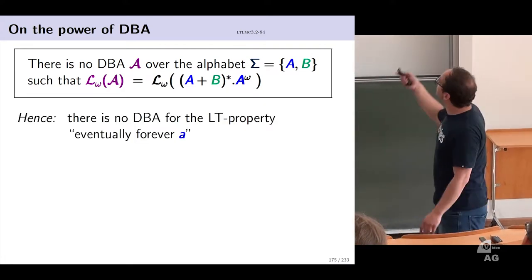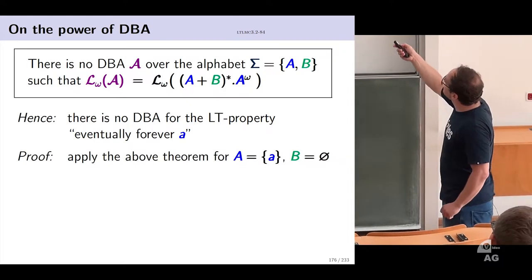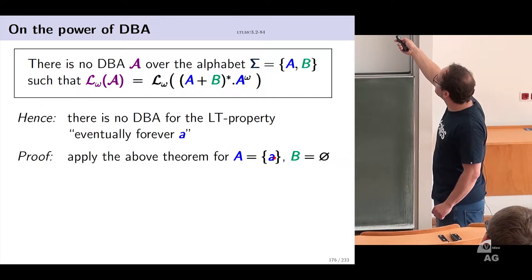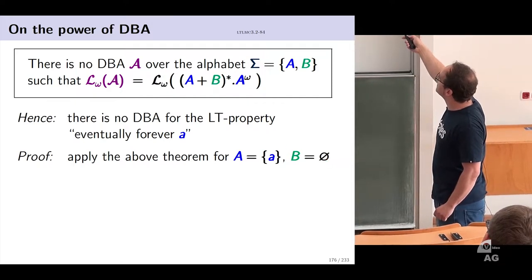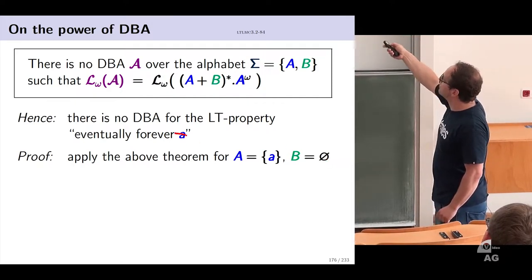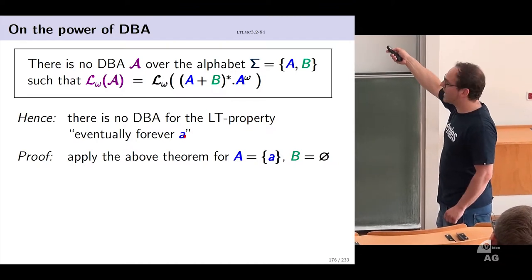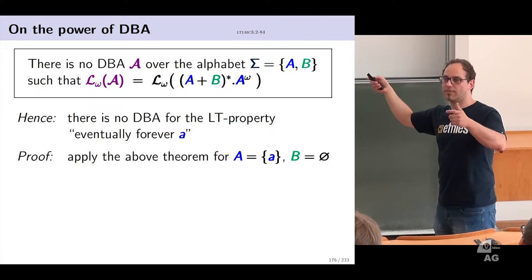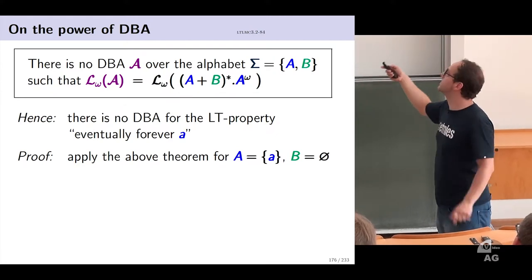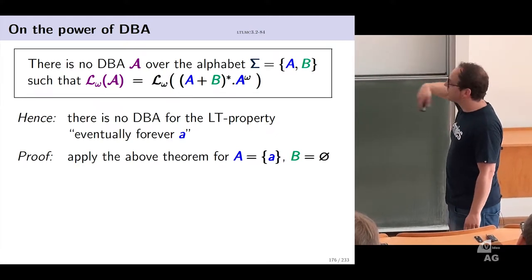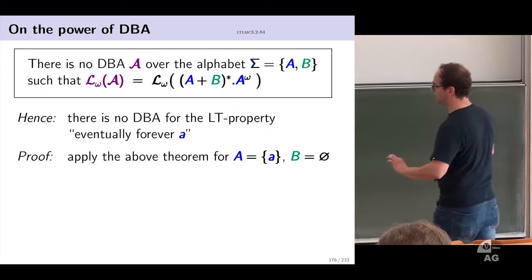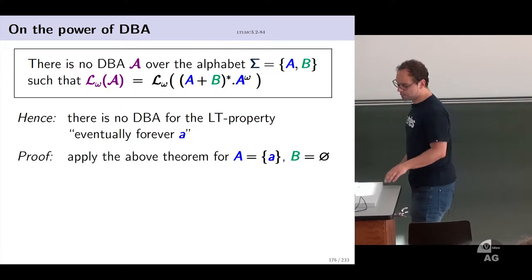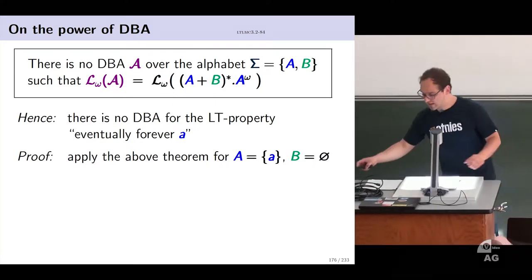If you instantiate this theorem up here, by choosing A to be the set containing A and B to be the empty set, you get the result that we had before, because this A, technically, is an atomic proposition. It's not a character that is read by the automaton. But this theorem gives you the result that there is no DBA for the linear time property eventually forever A. Okay, let's prove that.